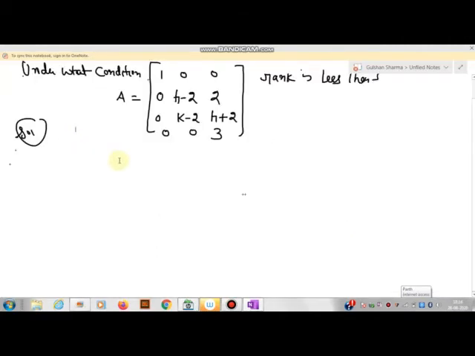Thank you. Students, let's try this question. This question is very, very important in exams. Generally you get a question of this type.